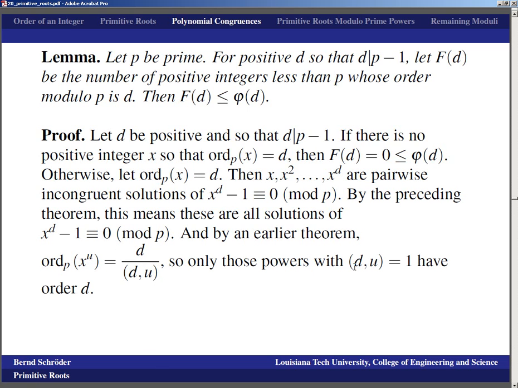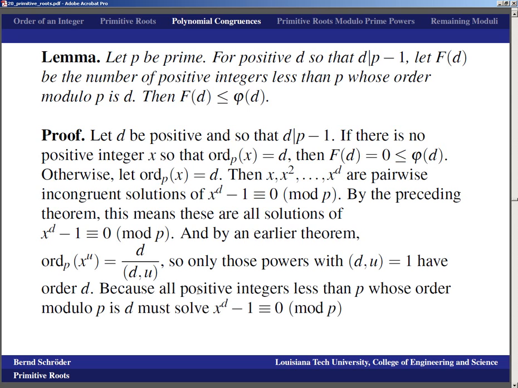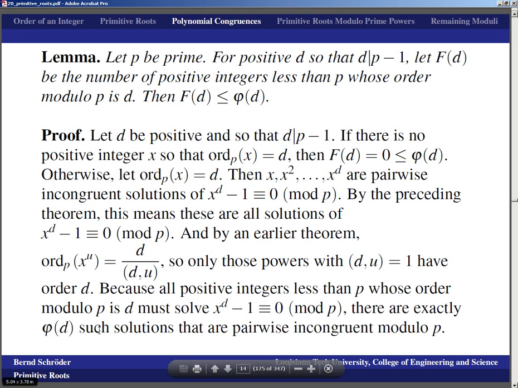That means only the powers with greatest common divisor between d and u being 1 have order d, and because all positive integers less than p whose order modulo p is d must solve x to the d minus 1 equivalent to 0 modulo p, there are exactly phi of d such solutions that are pairwise incongruent modulo p, because basically all the numbers whose order is d will be among these guys, and among these guys only phi of d of them actually have the right order.